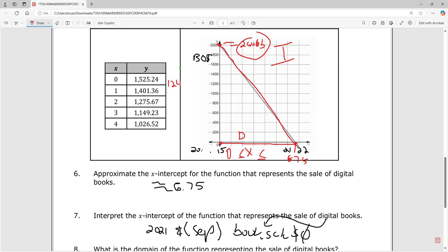Now, what's the difference between this one and this one? What's the difference of 1401 minus 1275? Those are 126 apart, which is really close to 124, right? And what's 1275.67 minus 1149.23? It is 126. Right, so it looks like we have a pretty consistent difference.